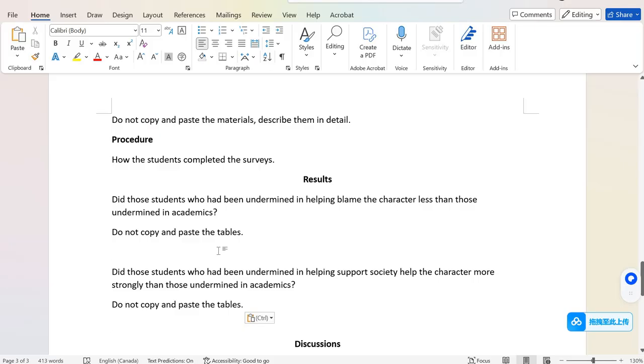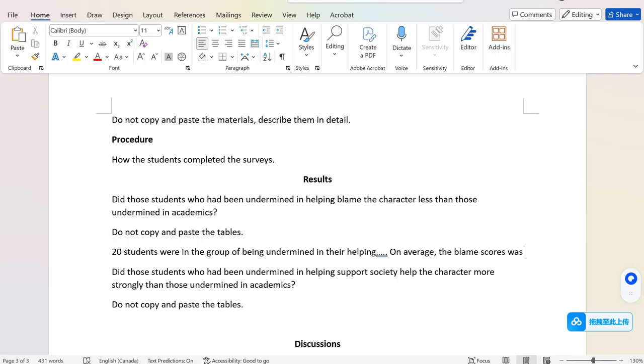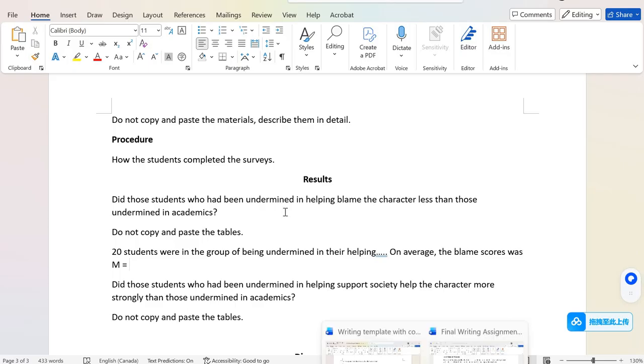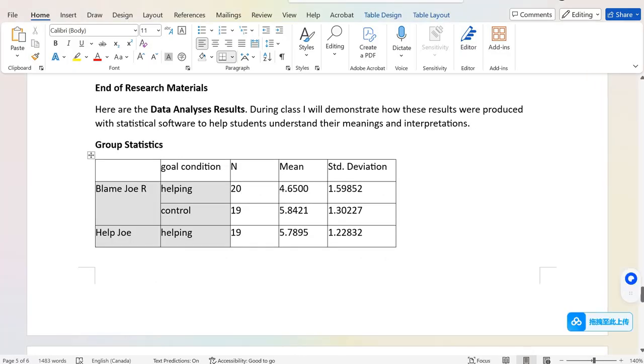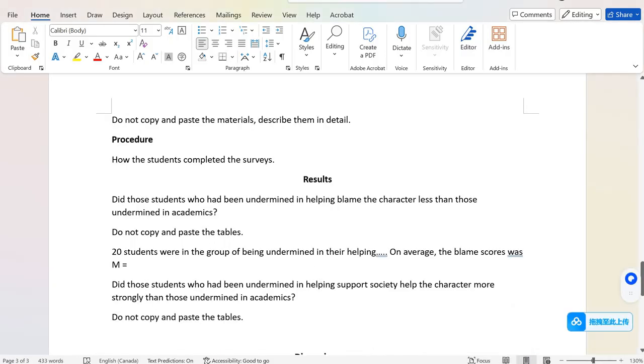Here you see that N, well, how many people? 20. Undermined in their helping. On average, their blame score was, what was the mean score? Yeah, 4.65 on a scale of 1 to 7 was 4.65.